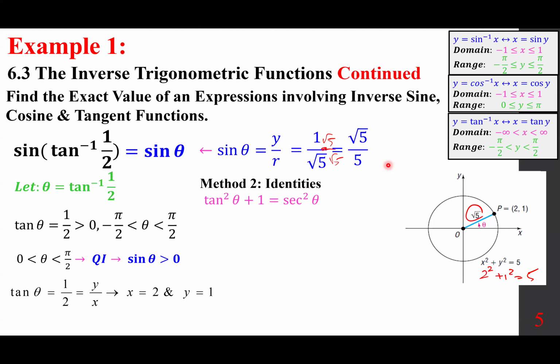And I can say tan squared plus 1 equals secant squared. Tan is 1/2. So tan squared must be 1/4. And of course, they add up to 5/4. If secant squared is 5/4, secant is plus minus square root of 5 over 2, but it is positive because in the first quadrant, everything is positive. And if secant is square root of 5 over 2, that means cosine is the reciprocal of that, 2 over square root of 5.